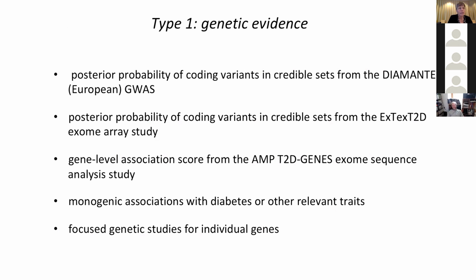So for genetic evidence, they looked at the posterior probability of coding variants in particular genes from credible sets from the DIAMANTE European GWAS, which was a huge GWAS of almost 1 million people. And they also looked at the posterior probability of coding variants in credible sets from the X-Tex T2D, which was an exome array study. And they considered the gene level association scores from the AMP T2D genes exome sequence analysis. And I'll come back to these scores because we present them in an additional way on the portal.